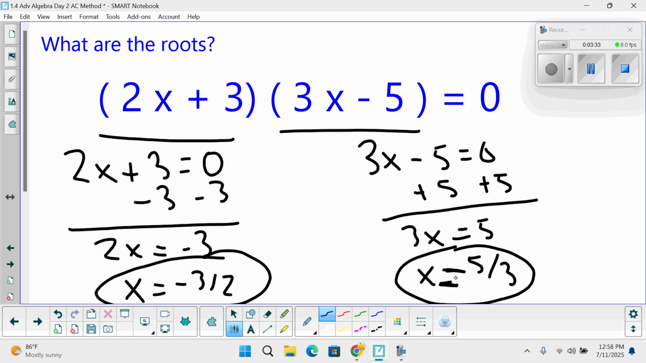So you can get to the point where you can kind of do these mentally. You would take the opposite of the second number and divide it by the first number. So +5/3, -3/2. Opposite of your second number divided by your first number.